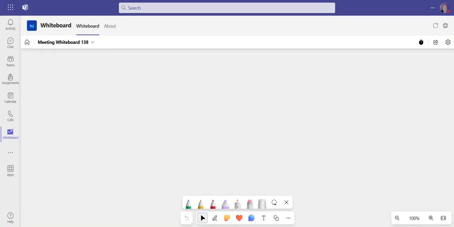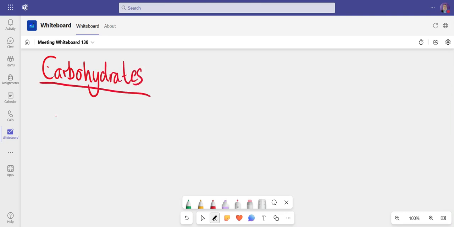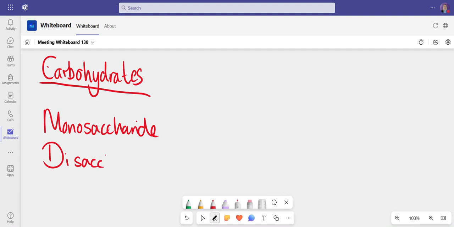This one's all about carbohydrates. So carbohydrates have three main categories. So the first one is called a monosaccharide. The second one is called a disaccharide. And the third is called a polysaccharide.